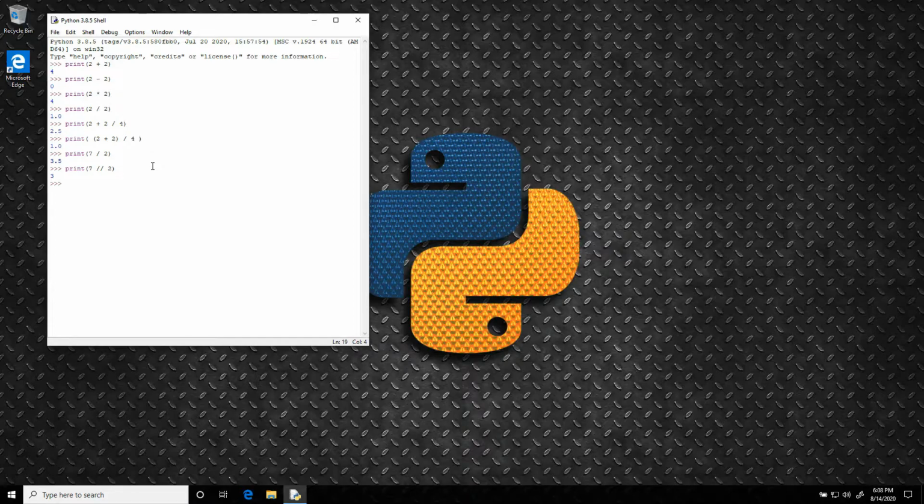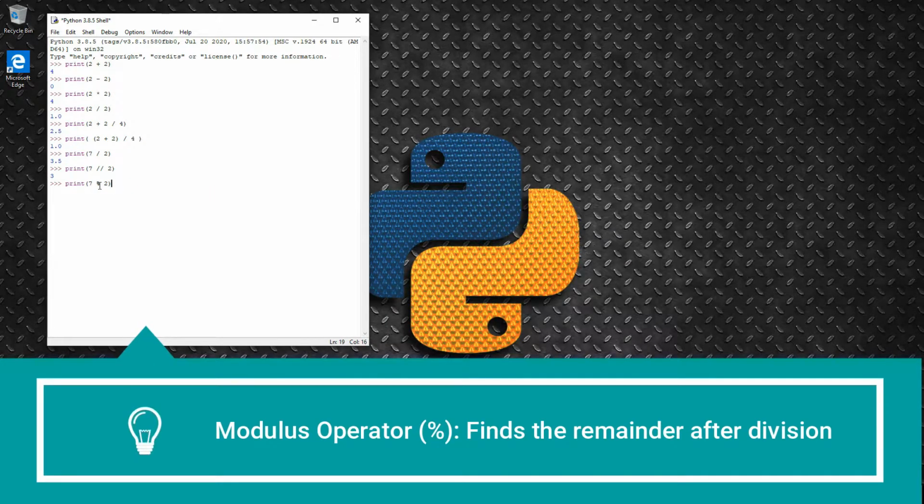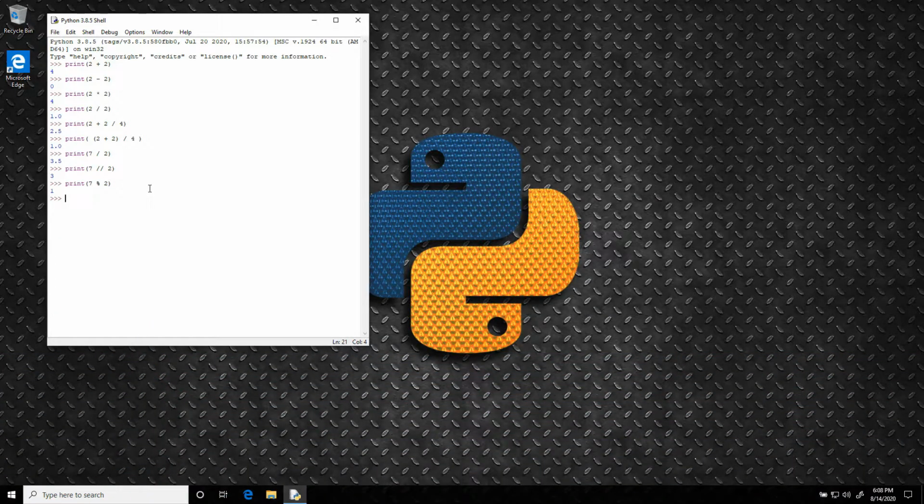And we get 3. That's what we would get when we normally divide 7 by 2. But now we would want to get the remainder. And the way we do that in Python is by doing print 7 modulus 2. And notice how the modulus is a percent sign. What that does is it gives us the following: 1. It gives us the remainder of the division.